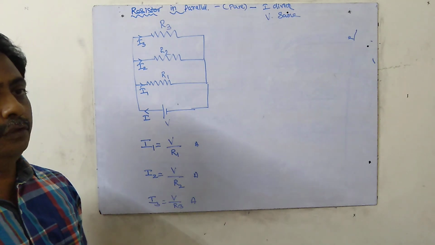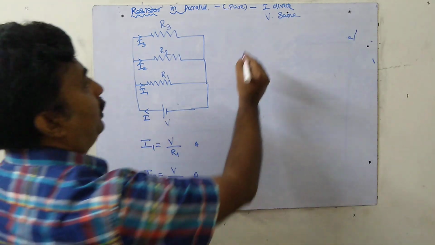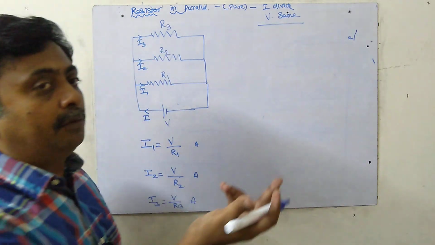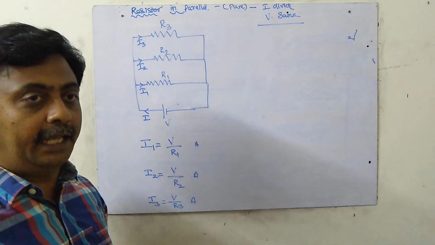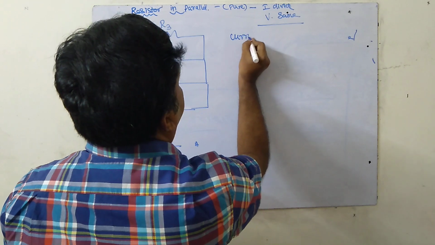Otherwise, we can also go for the current division rule. But here we should remember the current division rule, because we will have some combinations of series-parallel circuits. At that time, we should know the current division rule. Here only it is the current division rule.